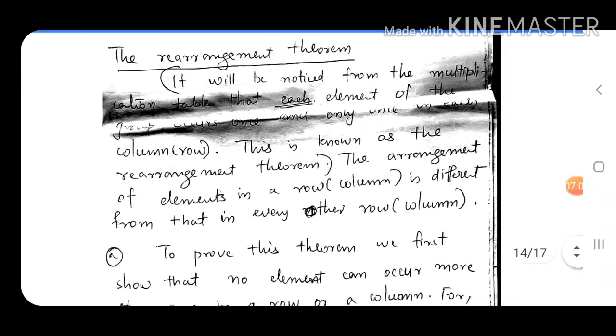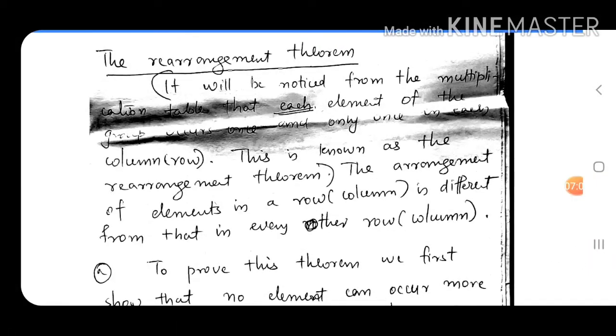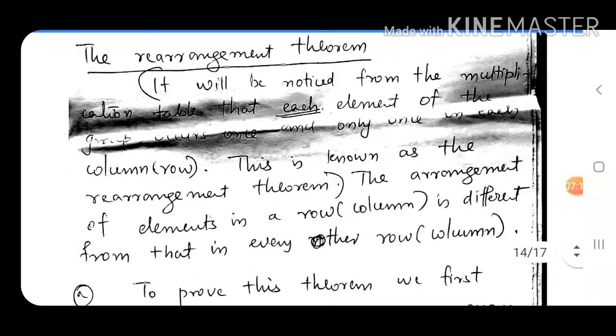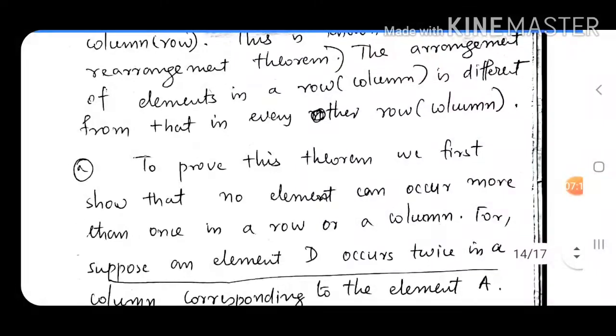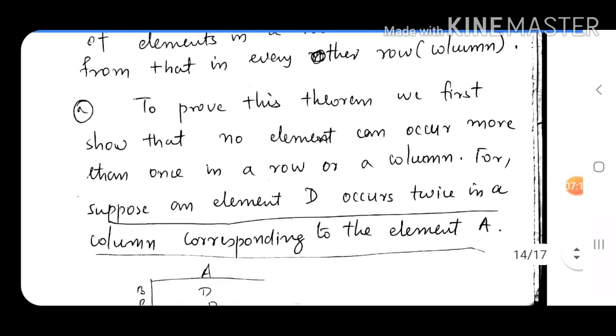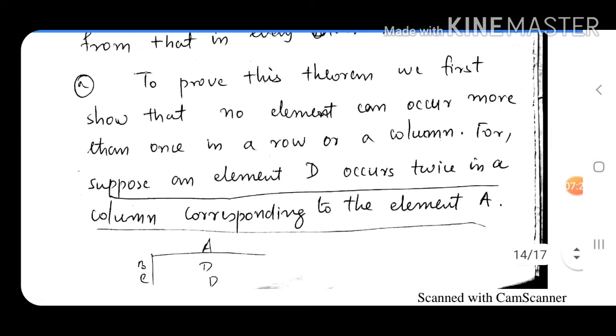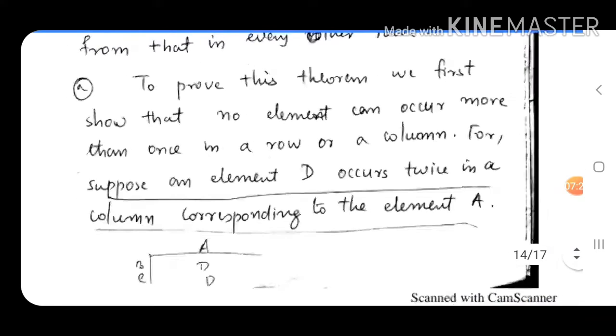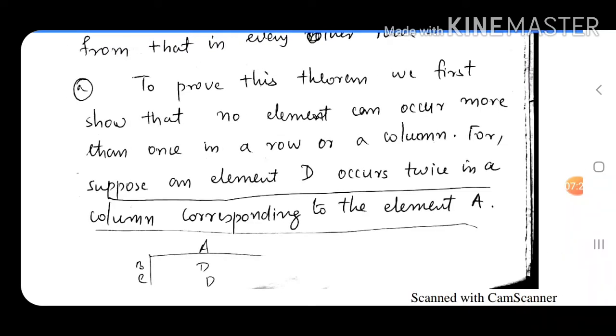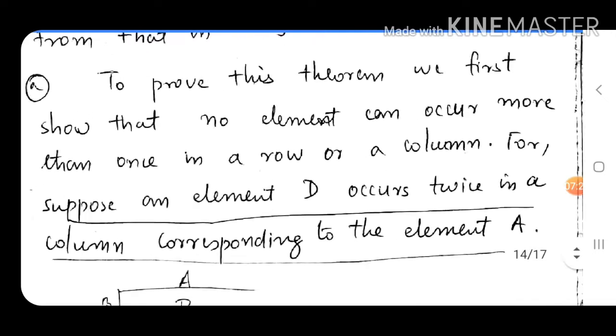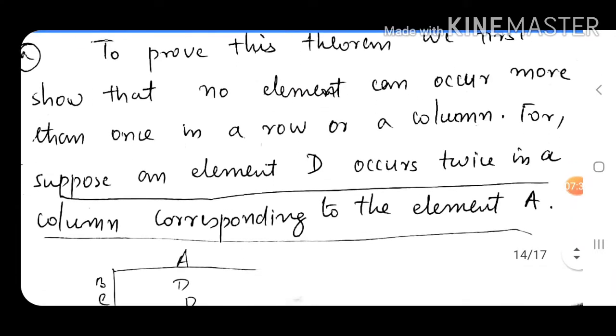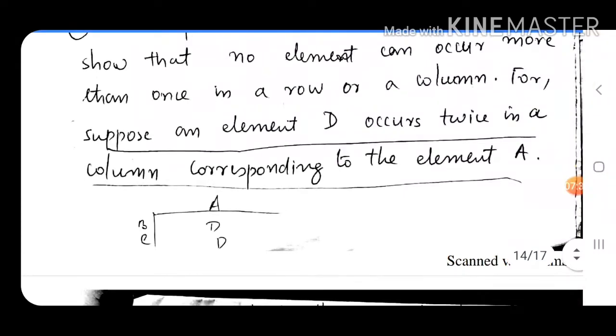It follows from the result that each element of the group occurs once and only once in each column or row. Now we give a proof of this theorem. To prove this theorem, we first show that no element can occur more than once in a row or a column.